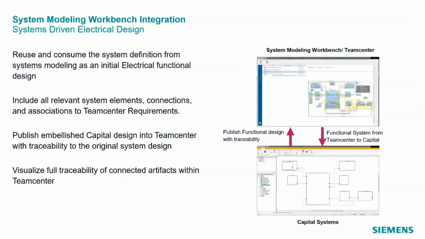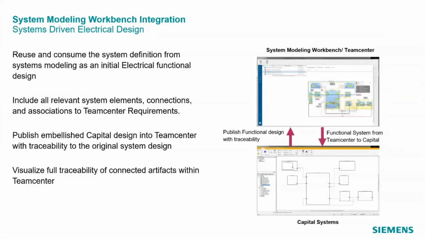So let's start at the beginning of the product development process with a definition of models representing system behavior. In order to provide an initial electrical systems design, we have the ability to take a managed System Modeling Workbench design from Teamcenter and directly read that into Capital Systems at the front end, left side of that flow. This really allows customers to reuse their functional or system definition from a systems model in the initial EE design. And that initial design includes all of the relevant system elements, connectors, and associations to Teamcenter requirements for the EE engineer to design their system.